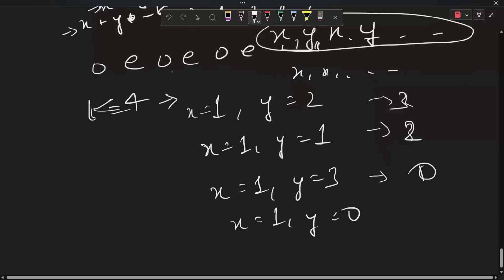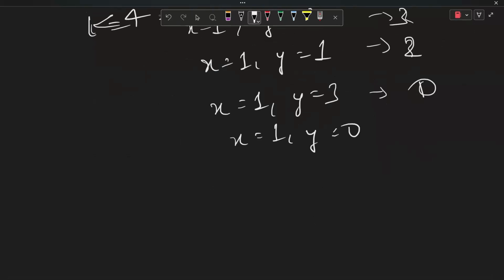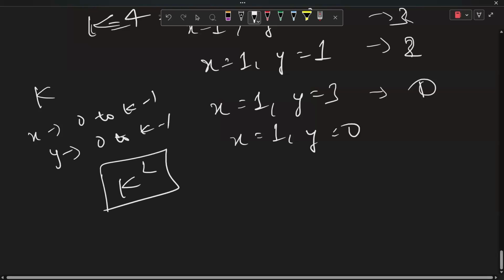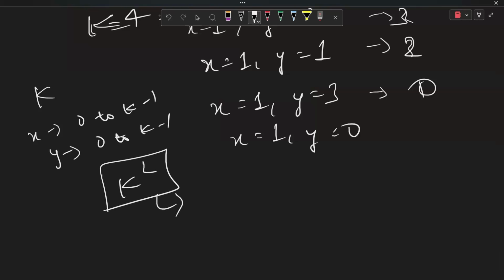Okay, so if you see, if you have a k, how many possibilities you can have? For x, you can have 0 to k minus 1. For y also, you can have 0 to k minus 1. So actually, you have k square possibilities, k square pairs of x and y here. So one solution of this, just go to all the possibilities of x and y. Okay, let's go to each pair.